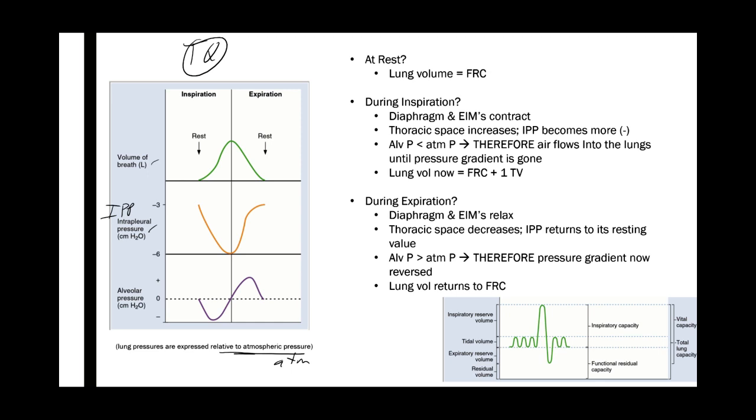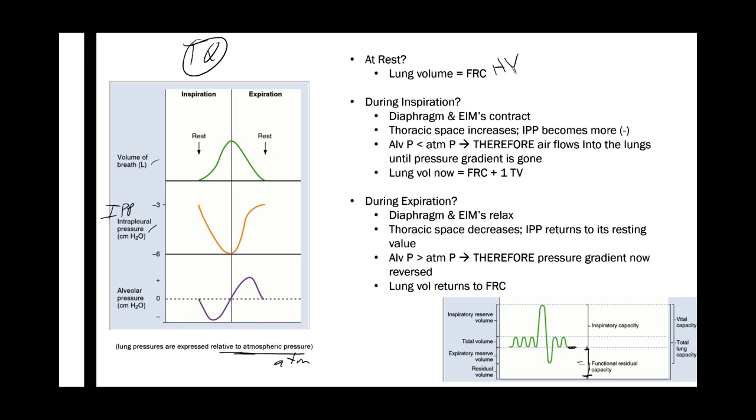Okay, so at rest, this is kind of a high yield point. At rest, the lung volume is equal to the functional residual capacity, and remember that is here. So that makes sense, right? At rest, remember tidal volume is just normal breaths in and out. You're not exerting yourself. So at rest, you'd be like right here. So the volume in the lungs would be equal to the FRC.